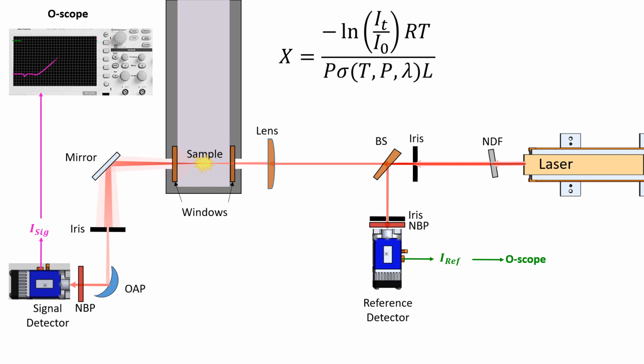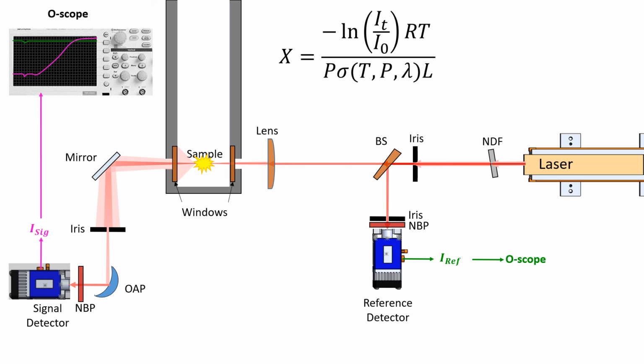Now let's play that again and pay attention to the oscilloscope. As the sample is consumed, the transmitted light increases as evidenced by the increasing intensity at the signal detector. The reference detector remains unaffected, but note that if there was some anomaly or noise in the laser output, that would be captured both at the signal detector and at the reference detector and cancel out in the normalized transmitted intensity quantity. So now we can use Beer's law and our measured intensities to determine sample concentration X throughout the reaction.